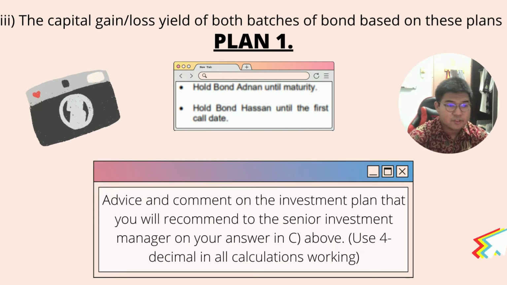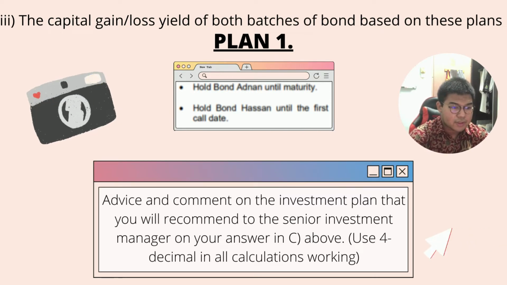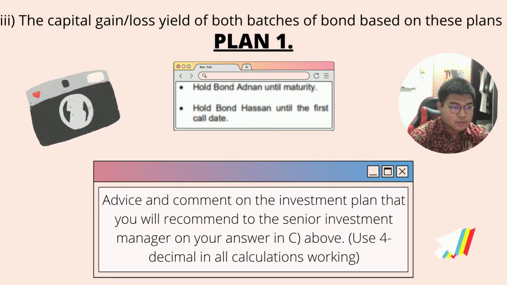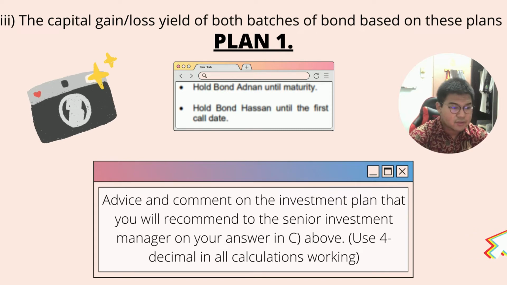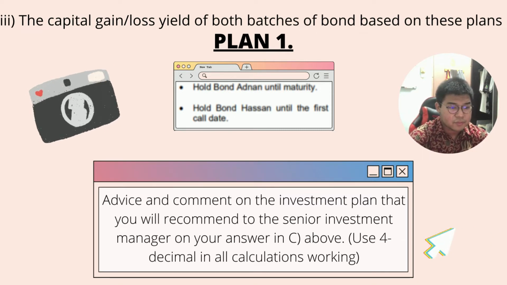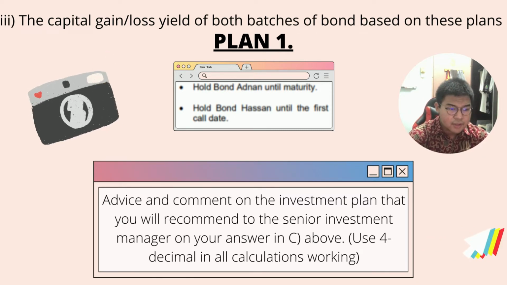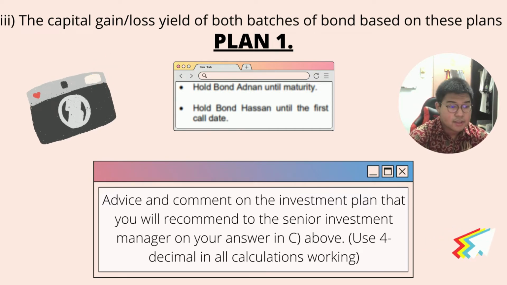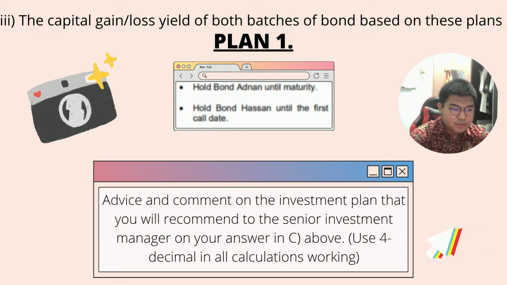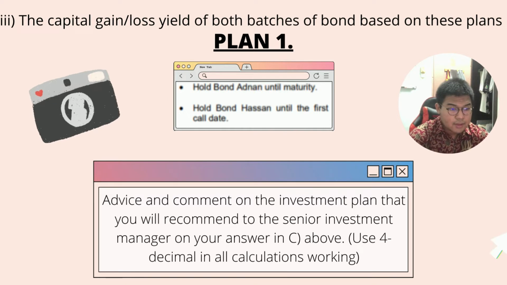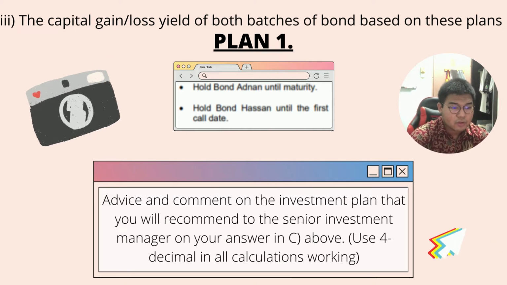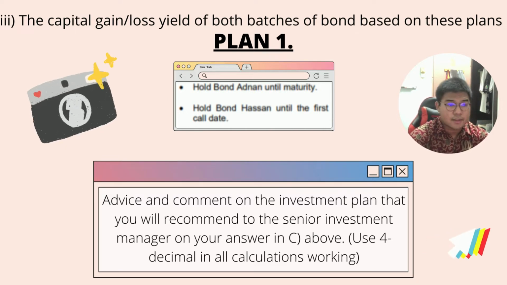Plan 1 explains that we hold bond Adnan until maturity, and hold bond Hassan until the first call date. The question asks us to advise and comment on the investment plan that you will recommend to the senior investment manager on your answer in C above. Use 4 decimals in all calculation working. Alright, let's hop into our first question.